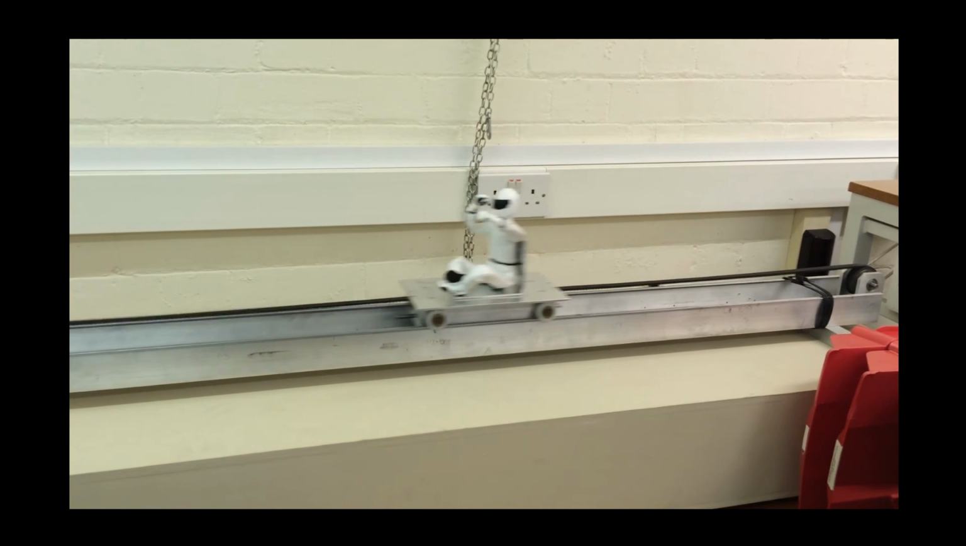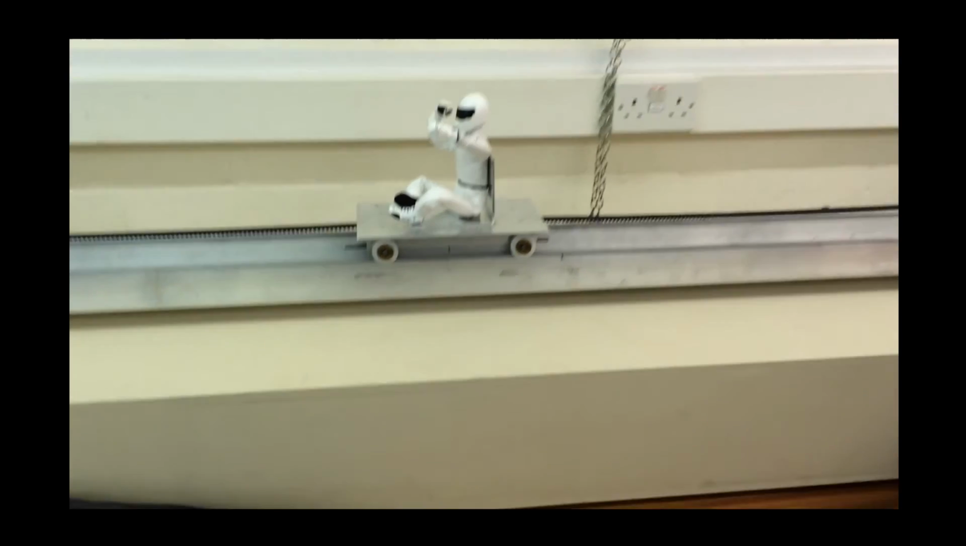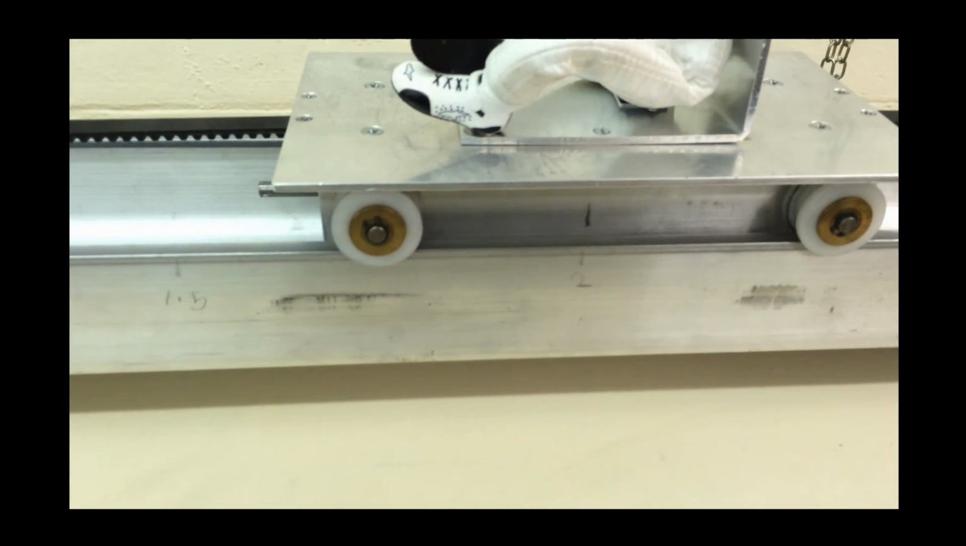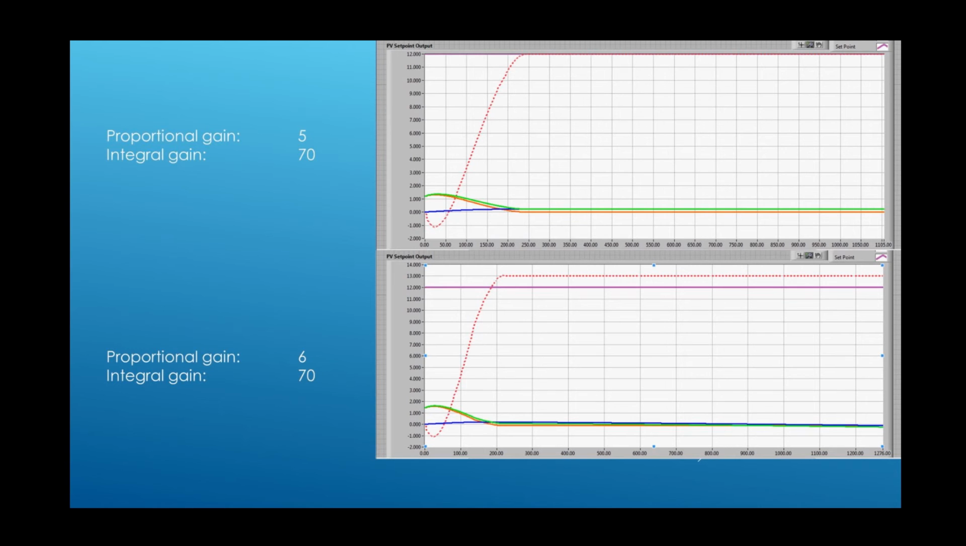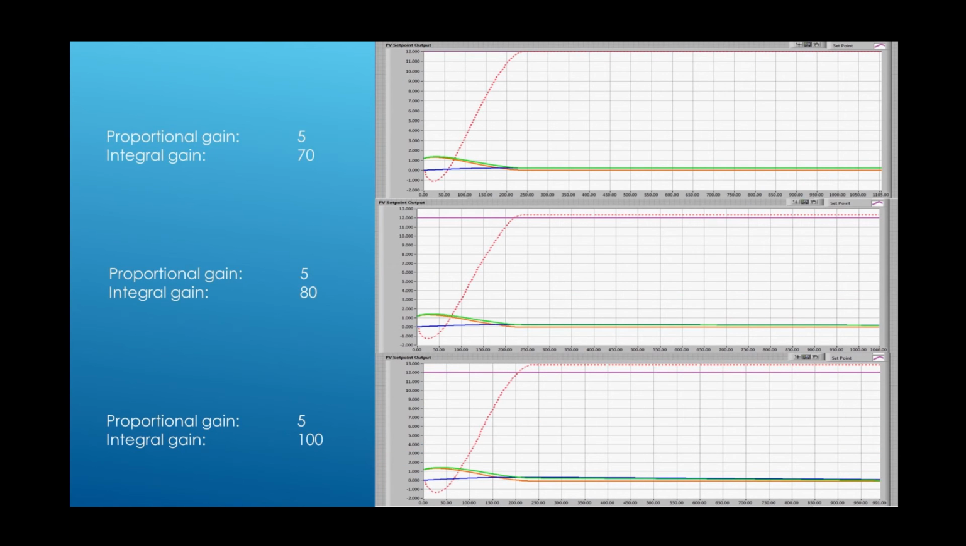The car is at 2 at the beginning and it's back to 2 after the response finished. After that, the proportional gain is changed to 6 and the integral gain is kept at 70. We can find that the response speed increases and the steady state gain increases as well. Then keep the proportional gain at 5 and change the integral gain. We can find that only the steady state gain changes, and the other things like response speed do not change.